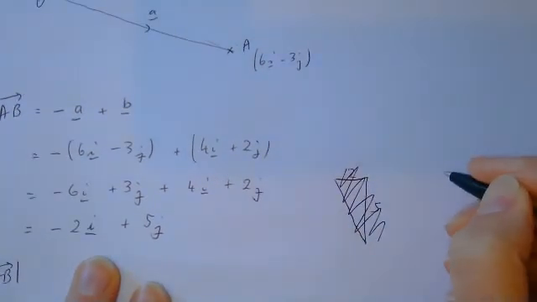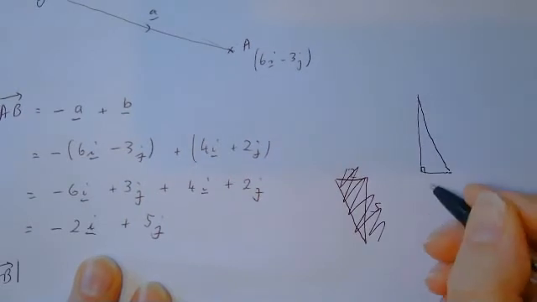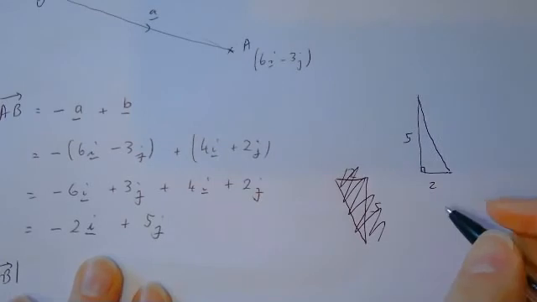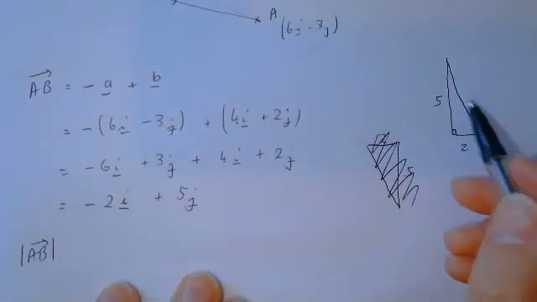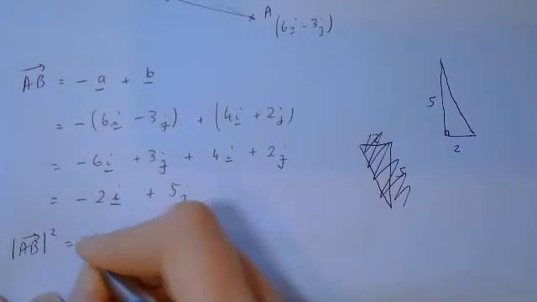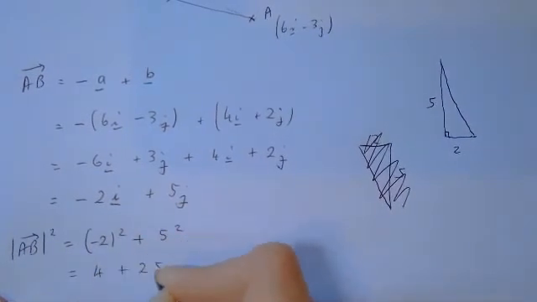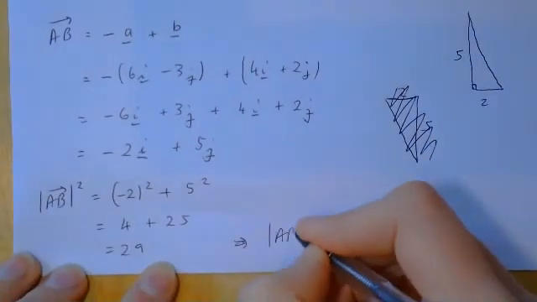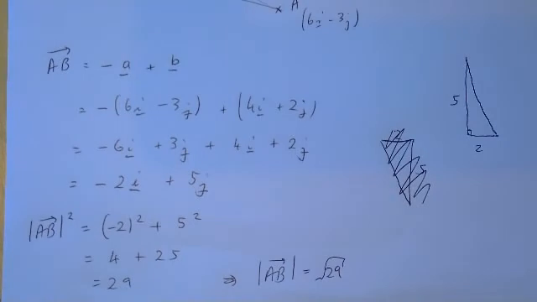You're going 2 across that way, and then you're going 5 up. Sorry, that was complete garbage earlier. I went 2 across, minus 2i, and then I went 5 up. And i and j are perpendicular, so when we're getting the magnitude, we're Pythagorasing to work out this length. Minus 2 squared plus 5 squared is 4 plus 25, which is 29. Hence, the length of AB is the square root of 29.